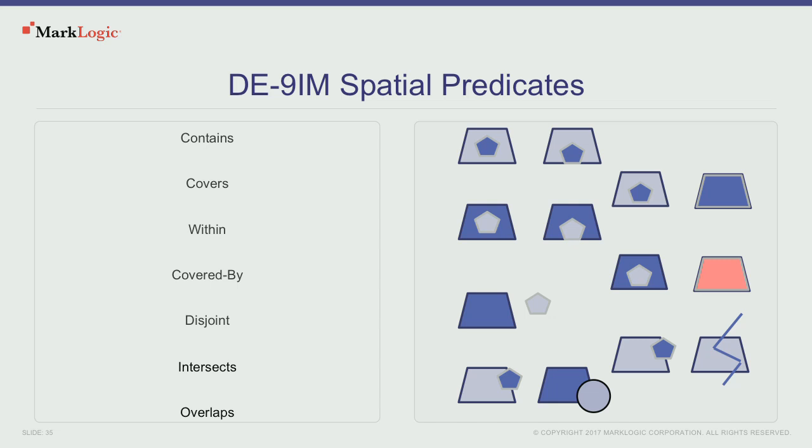Intersects and overlaps have the other weird thing about the DE9IM, which is dimensionality. Intersects says that two things can intersect regardless of their dimensionality. So a one-dimensional thing can intersect with a two-dimensional thing. That's perfectly fine. Or a zero-dimensional thing, a point, can intersect with a two-dimensional thing. Overlap says they have to be of the same dimension. So only two-dimensional things can overlap with two-dimensional things, one-dimensional things with one-dimensional things, and so forth.